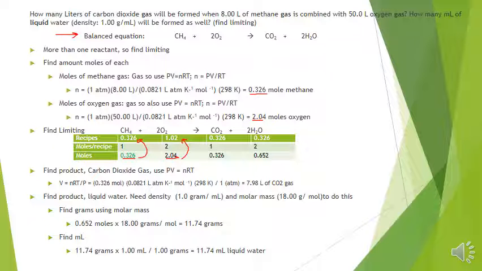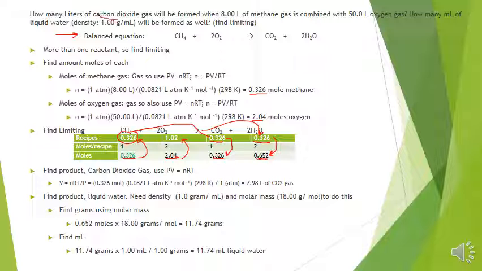Okay, so you can do the recipe with the methane 0.326 times, and with the oxygen you can do the recipe 1.02 times. So this is the lower amount of recipes you can do, so that's going to determine the amount of product. Okay, so that's how many recipes you can do total. So now figure out how many moles of each. Okay, so 0.326 times 1 and 0.326 times 2 gives you associated numbers. Okay, now we can figure out the amount of product.